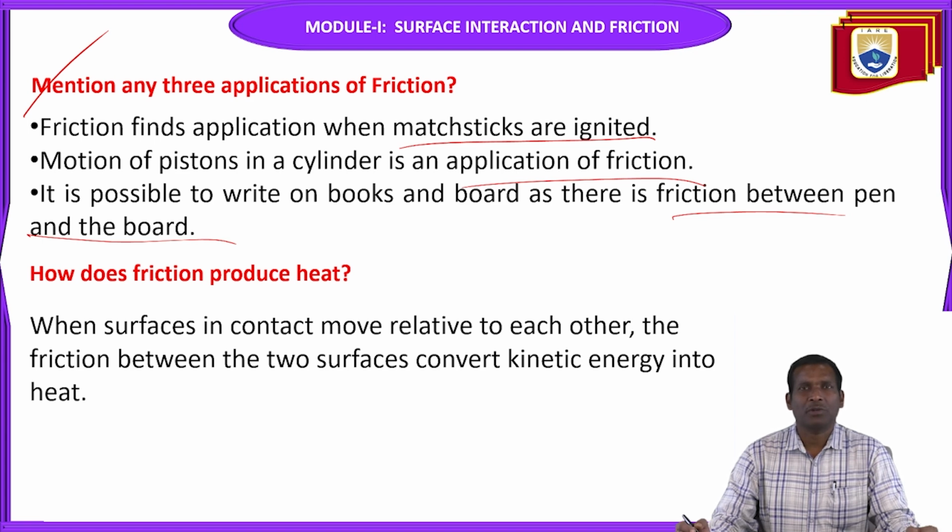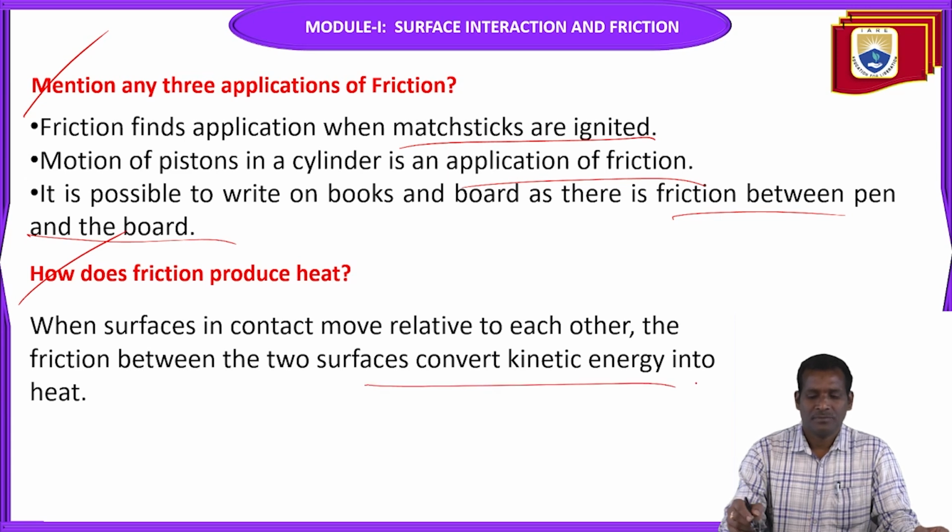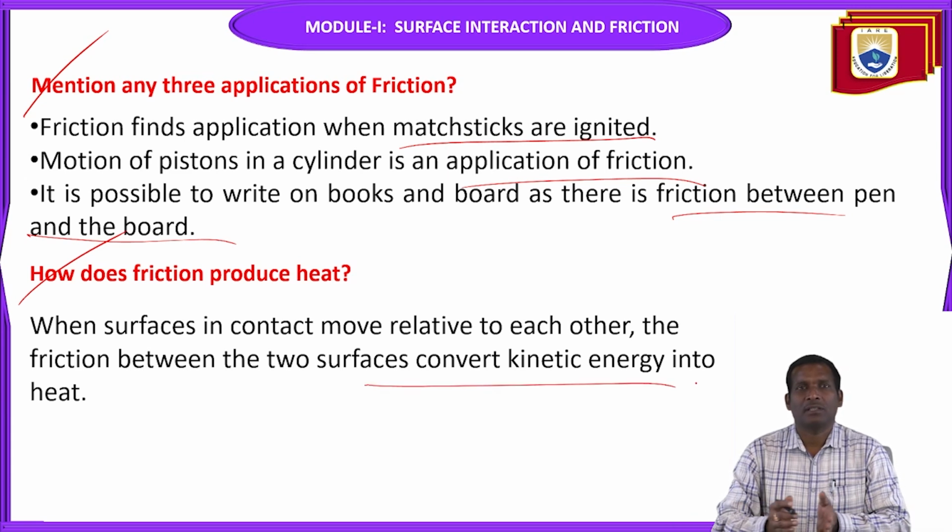When writing in a book, the grip is required. Next question: how does friction produce heat? When surfaces in contact move relative to each other, the friction between the two surfaces converts kinetic energy into heat. Whenever the two contact surfaces are in relative motion, there is friction, and due to this friction the kinetic energy is converted into heat. That's why friction produces heat.